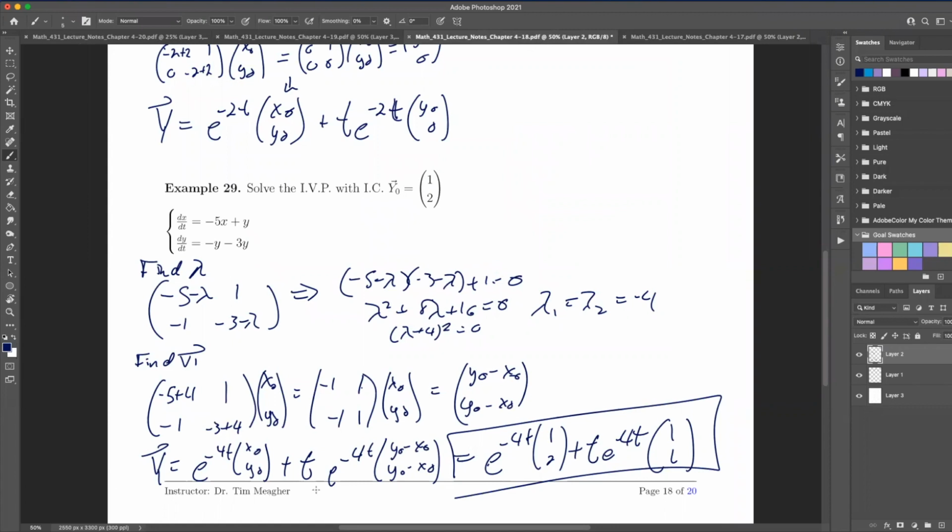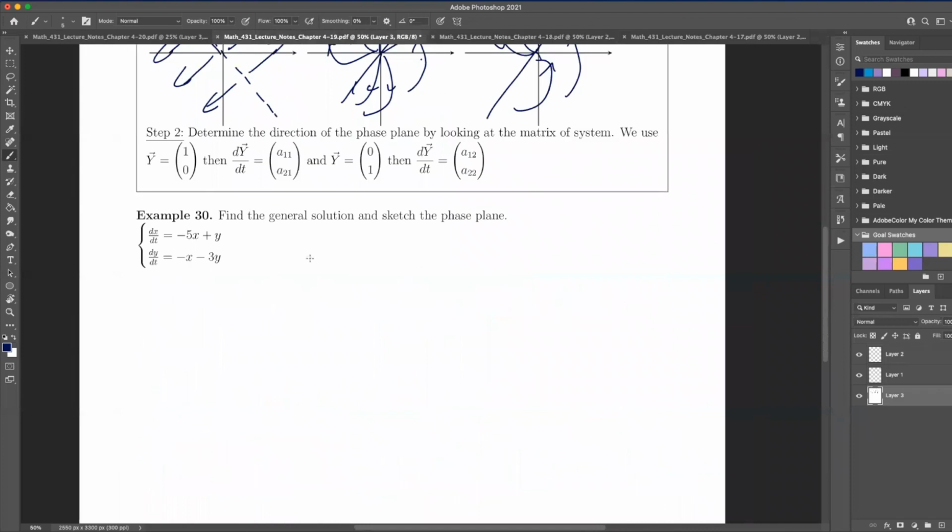So this is my repeated. That's right here. So let's grab this. Our general solution here is y of t equals e to the minus 4t times x naught, y naught, plus e to the minus 4t times, this was y naught minus x naught. This is y naught minus x naught. All right, I'm going to find the eigenvalue real quick just to show you something.